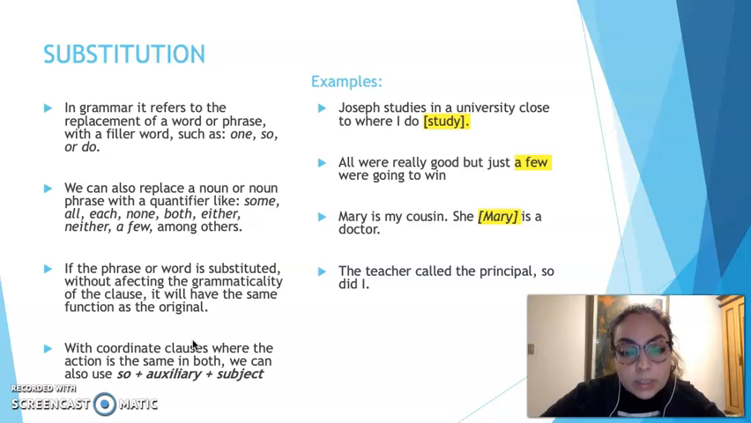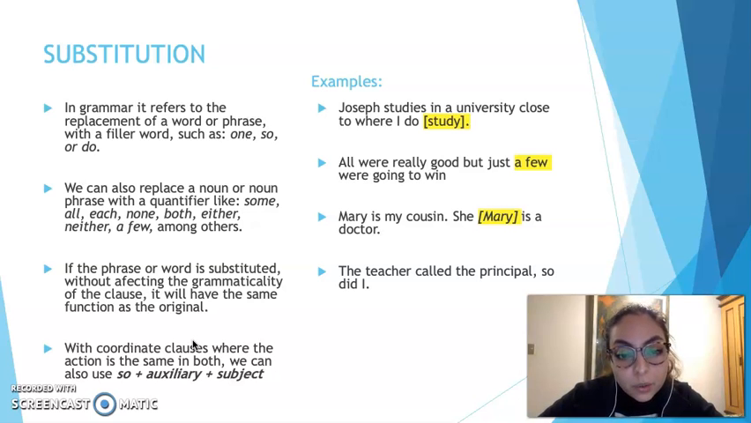We can also replace a noun or noun phrase with a quantifier like some, all, each, none, both, either, neither, a few, among others. For example, all were really good, but just a few were going to win. It's another way to replace the noun.